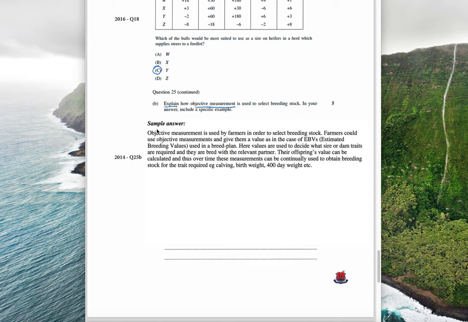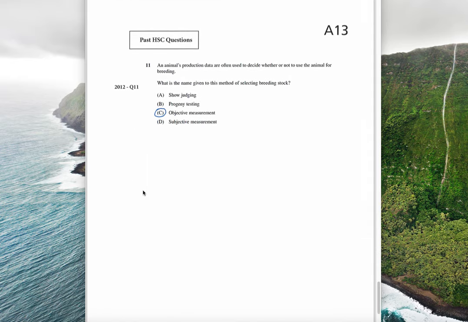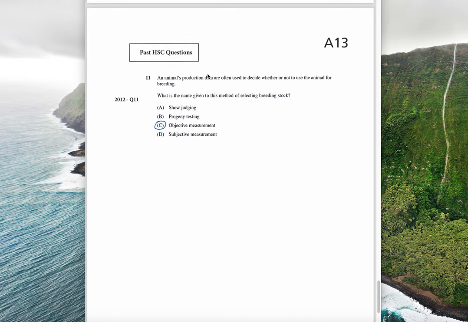Also, what I would like to have seen you do in a better answer would be to just quickly say what objective measurement is. So objective measurement is something that can be measured on a scale and not have any subjectivity about it or opinion enter into it. If we move down here, an animal's production data is often used to decide whether or not to use the animal for breeding. What is the name given to this method of breeding stock? And it's objective measurement that is done there.